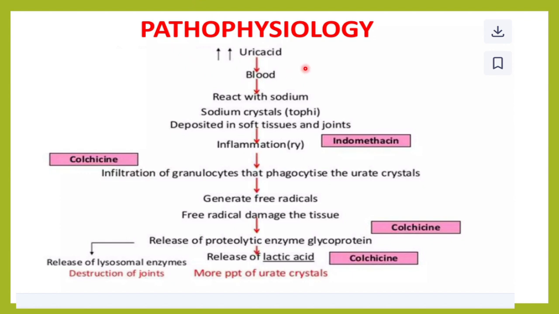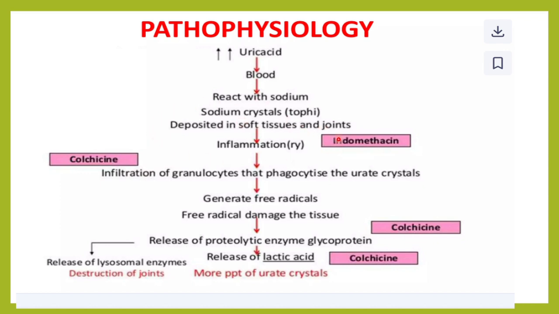So there is increased uric acid now. This increased uric acid level in the blood will react with the sodium, and this forms the crystal. So these sodium crystals will be deposited in the tissues and in the joints.